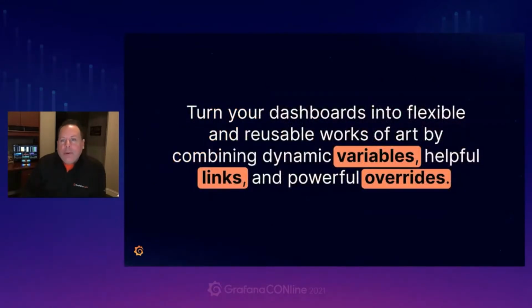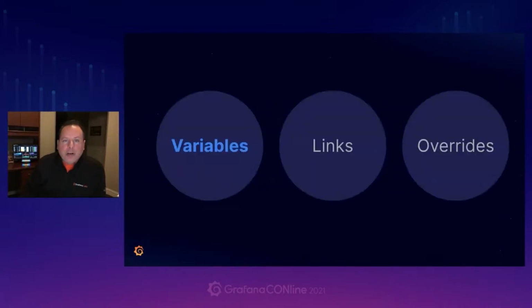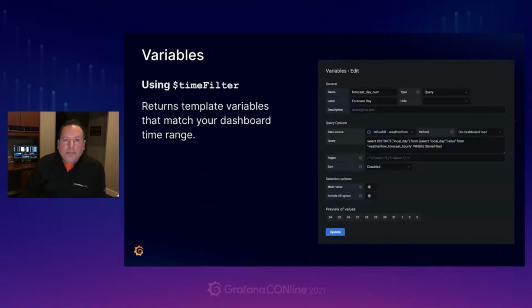Today, I'll be showing you how I personally use some of my favorite variables, links, and overrides to build out a fun set of dashboards based on my custom WeatherFlow weather systems data collector. To start out, variables. A variable is a placeholder for a value. You can use variables in metric queries and in panel titles. So when you change the value using the dropdown at the top of the dashboard, your panel's metric queries will change to reflect the new value.